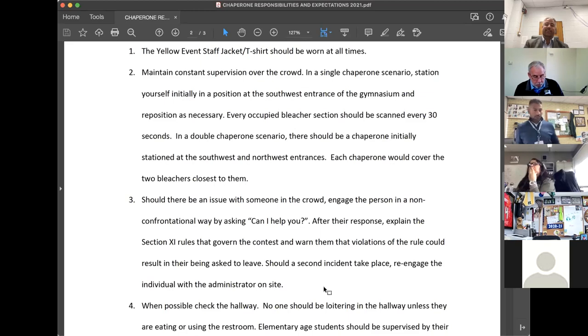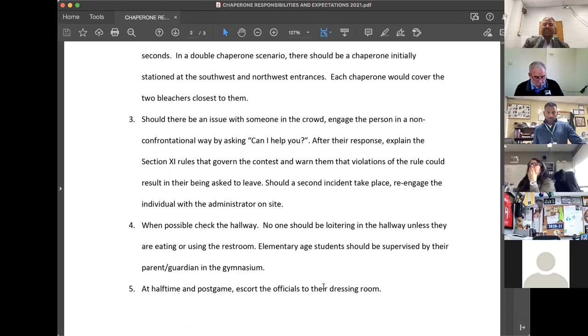Should a second incident take place after that staff worker has addressed them, then they would engage the person with the administrator on site, which I'm sure in your case and mine is always us. So a second time I will go and readdress, and if need be, we'll ask the person to leave. So it's just a way of de-escalating the situation when you get there. And again, we'll talk about some of the LTC courses you can take later on that go into a deeper dive of this.